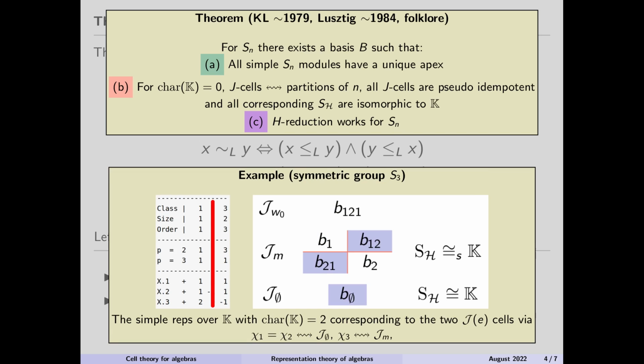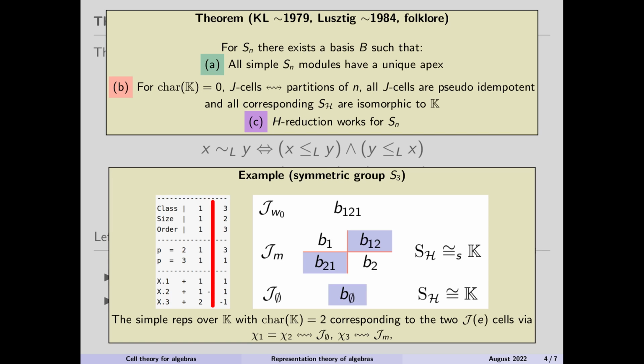You just cross out, in this case, the bad row and column, and you have remaining characters. Now the trivial representation and the sign representation are the same in characteristic 2. So we have two representations in characteristic 2, and we have two pseudo-idempotent cells, so it's still a perfect match.